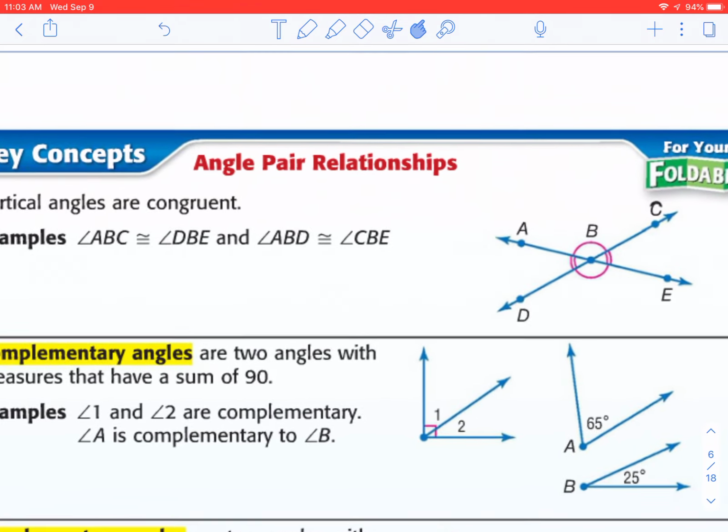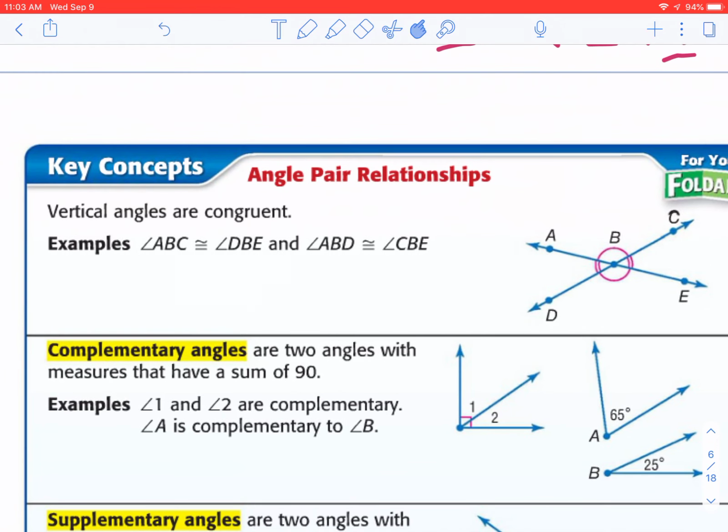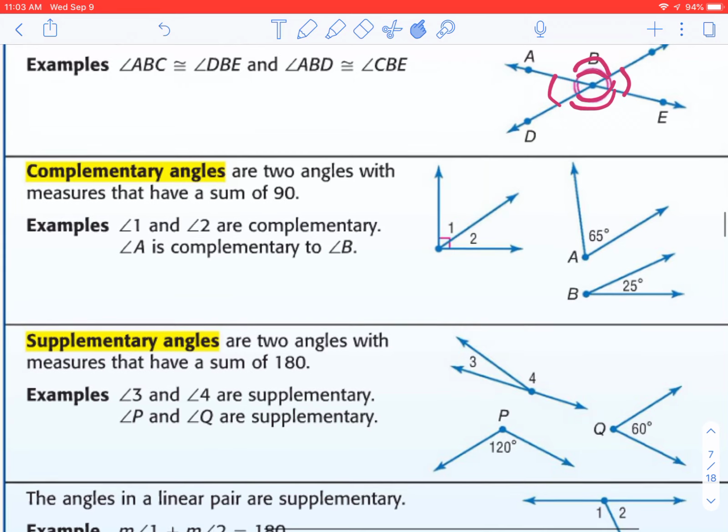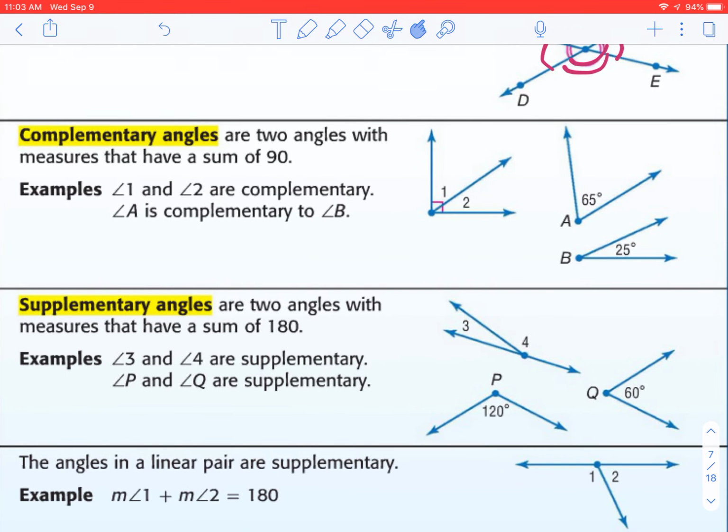Okay, vertical angles are congruent. We already talked about that. Okay, this angle, I can draw. This angle and this angle are the same. Likewise, these two angles are the same as well. Next vocab, complementary angles. The way that I like to say this is they add to 90. You just have to memorize that. Any two angles that add to 90 degrees.